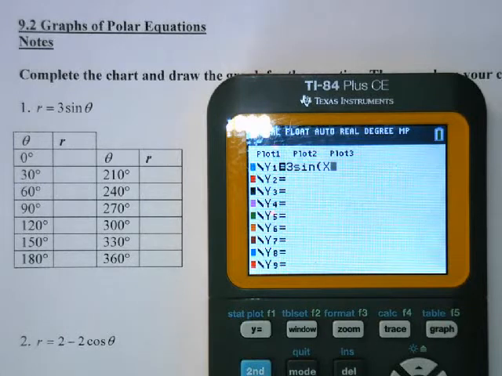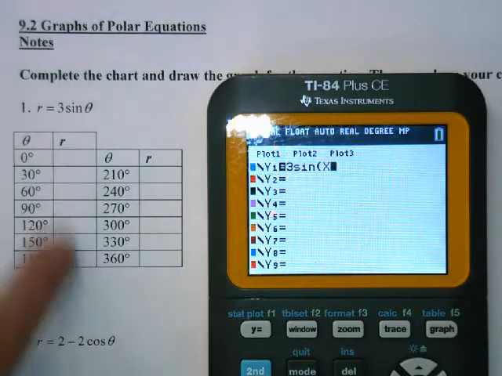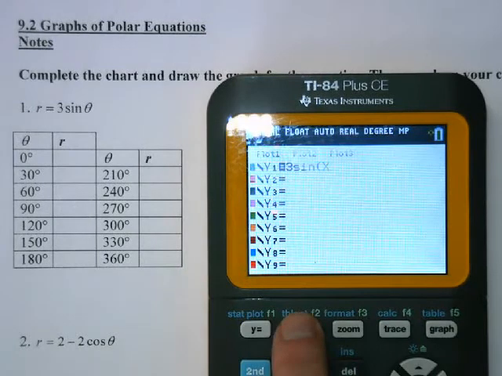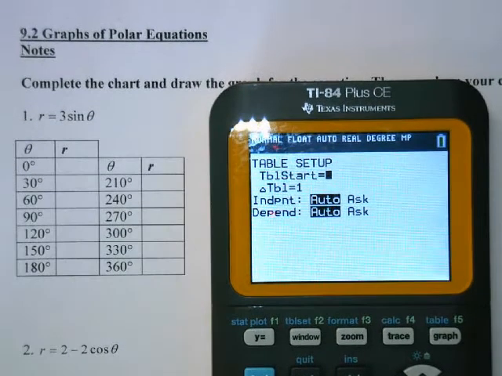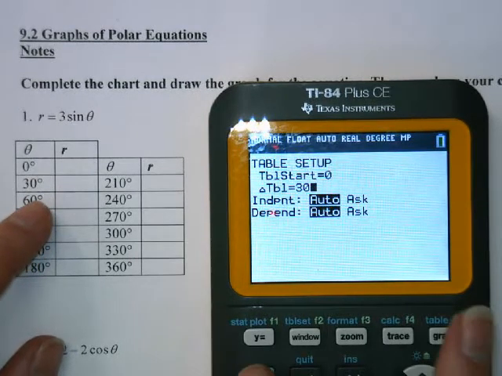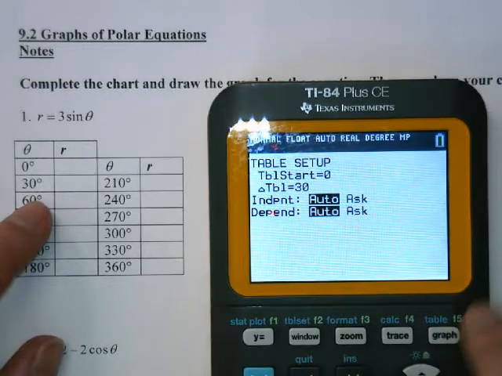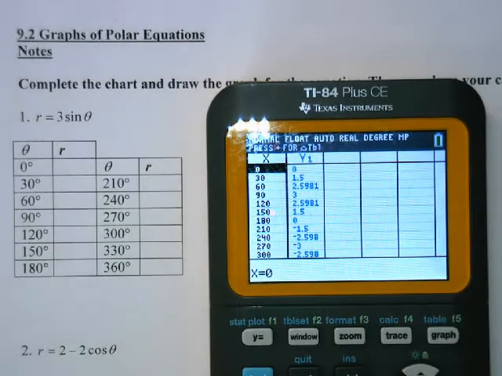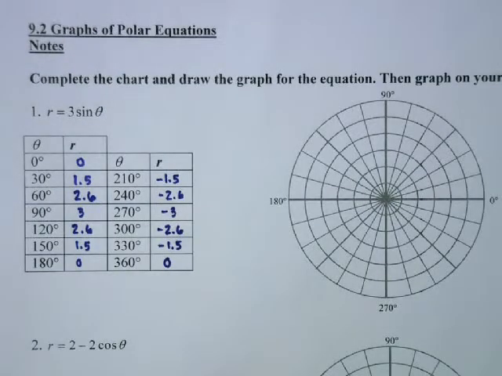What I'm going to use is the table feature to quickly plug in all of these values. So I'm going to go to second table set, which is over the window button. I want to start at 0, and I want my delta to be 30. That's going to be our steps. Then if I go to above graph, it says table, second table, all of those values are there. So I'm going to copy those values down into the chart and round to the nearest tenth. So these are our values.